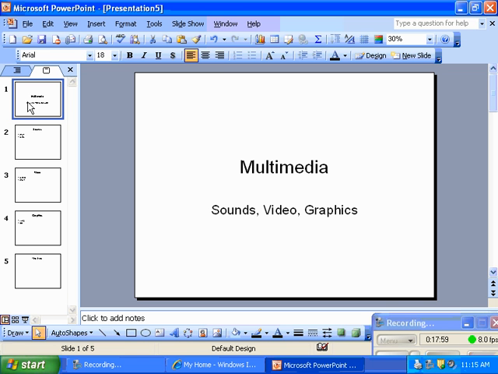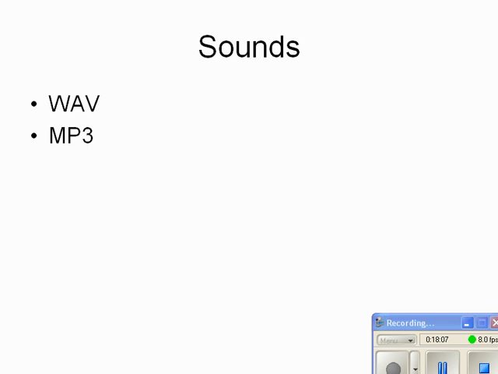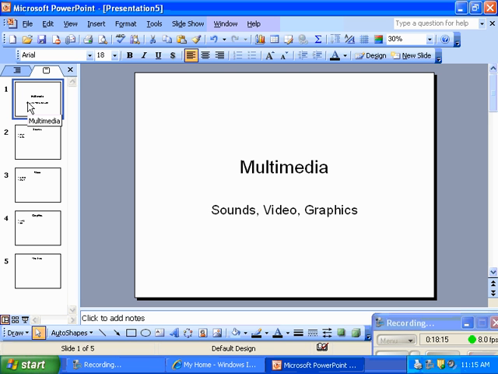Everyone hit your F5 function key. This is slideshow view. Slideshow view is used to give a presentation. Left click, left click, left click. You move through your presentation. F5 is a shortcut key to slideshow view.